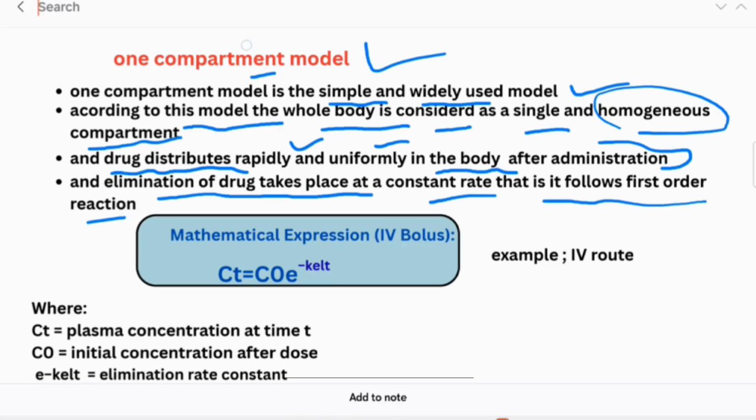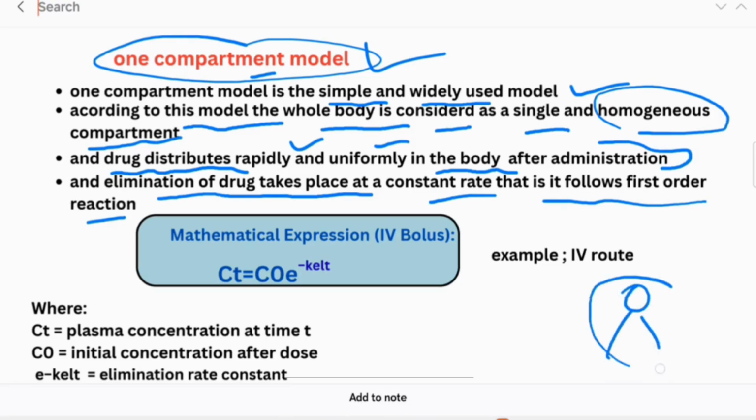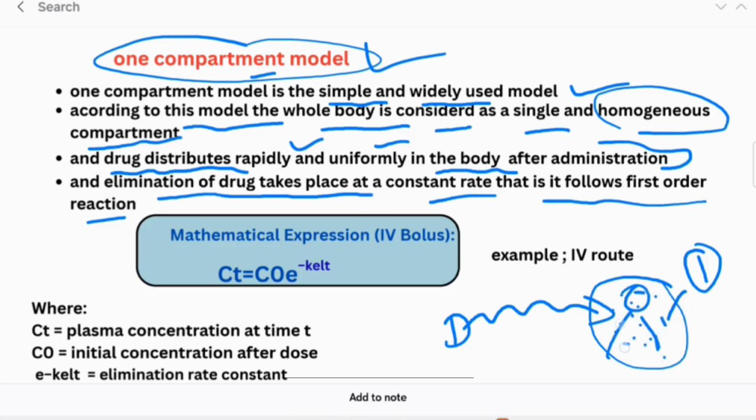Means according to the one compartment model, the whole body is considered as a single compartment. When any drug is administered to the body, the whole drug is going to distribute rapidly and homogeneously throughout the body, and it follows a first order reaction.